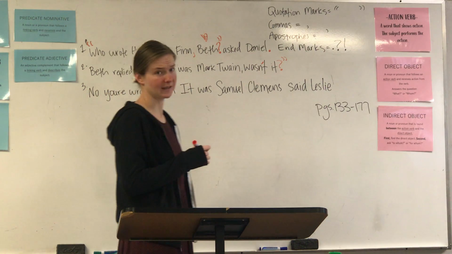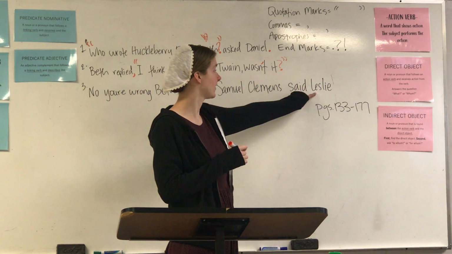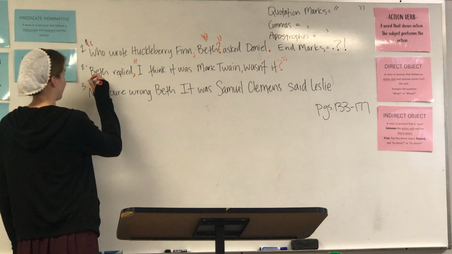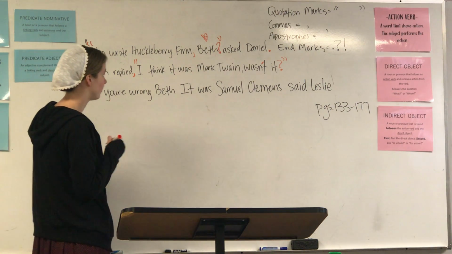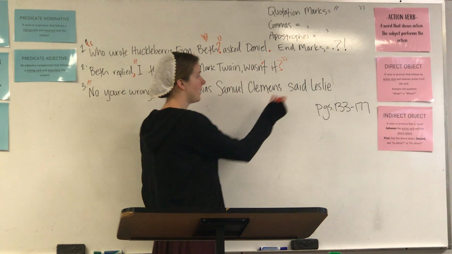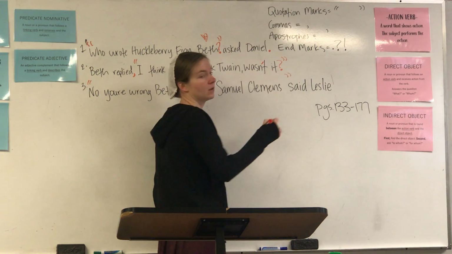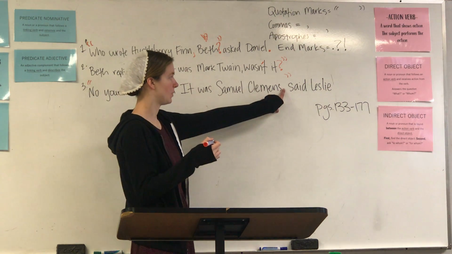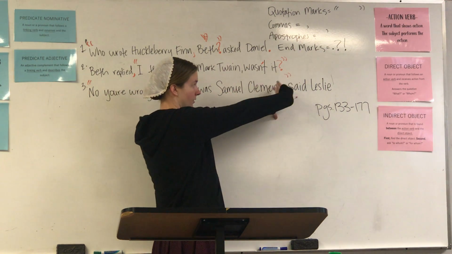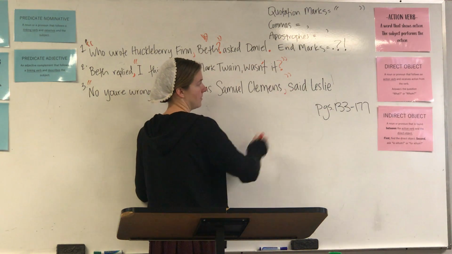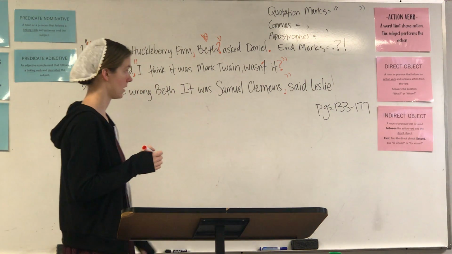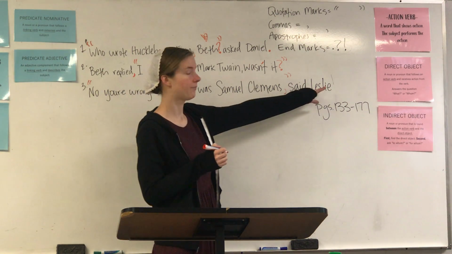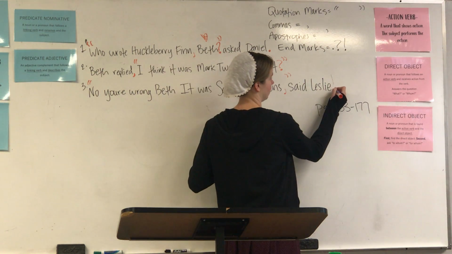It was Samuel Clemens, said Leslie. Ooh, so Leslie joined the conversation. What did she say? What did Leslie say? She started talking. No, you're wrong, Beth. It was Samuel Clemens. And she stopped right here. Is it a question? No, it's not. Not a question. So what would we put right here to separate the direct quotation from who's talking? Okay. What would we put at the end of the sentence? We would put a period.